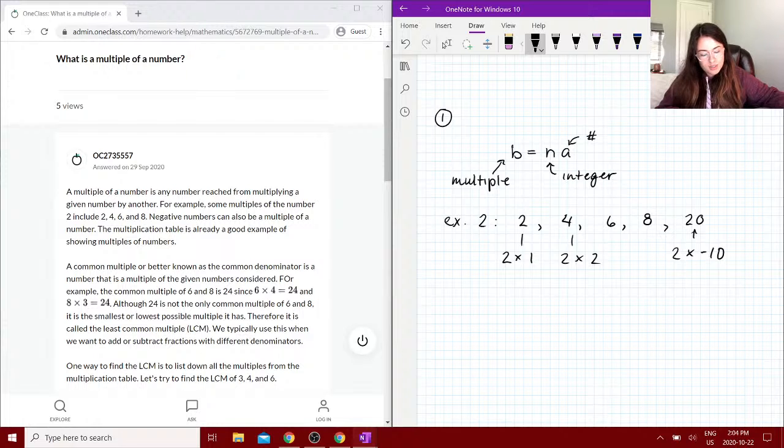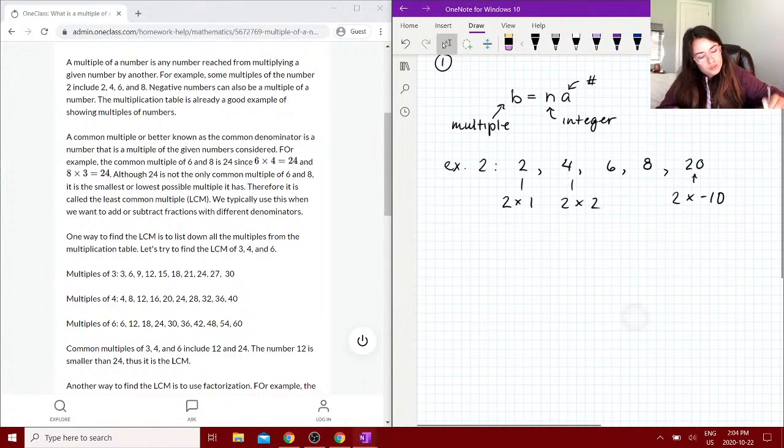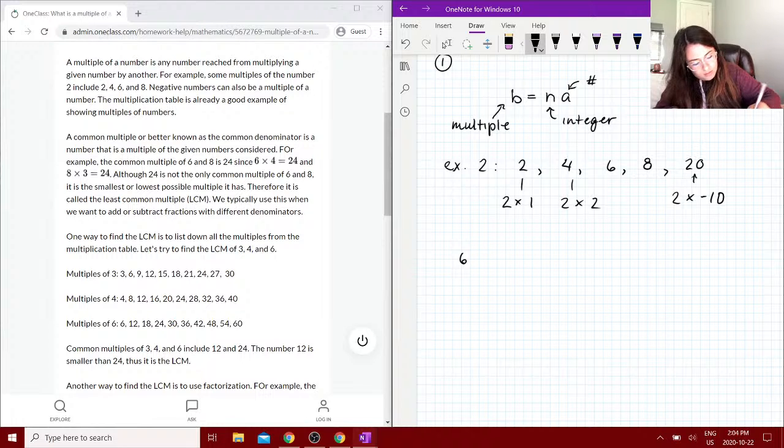So it says that the multiplication table is a good example of showing multiples of numbers, and I can say that this is true. It also goes a little bit into saying that a common multiple is something we can look at too. So if we have 2 different numbers, for example, 6 and 8, we can look at the multiples of those numbers.